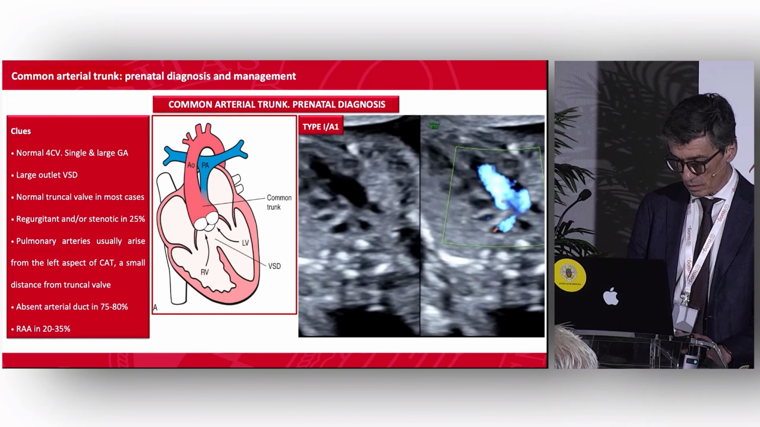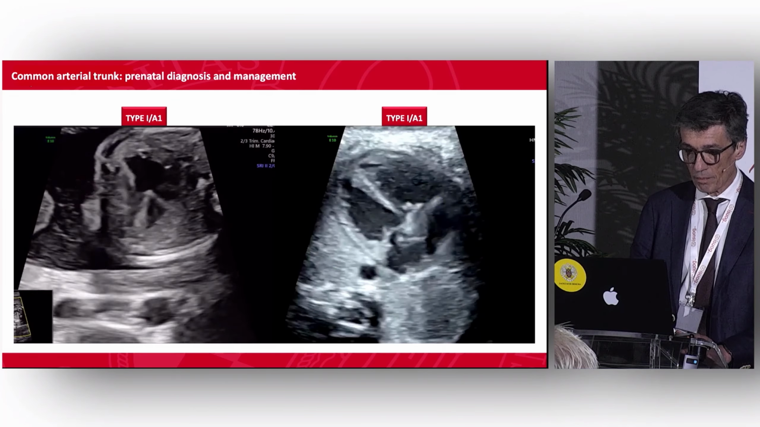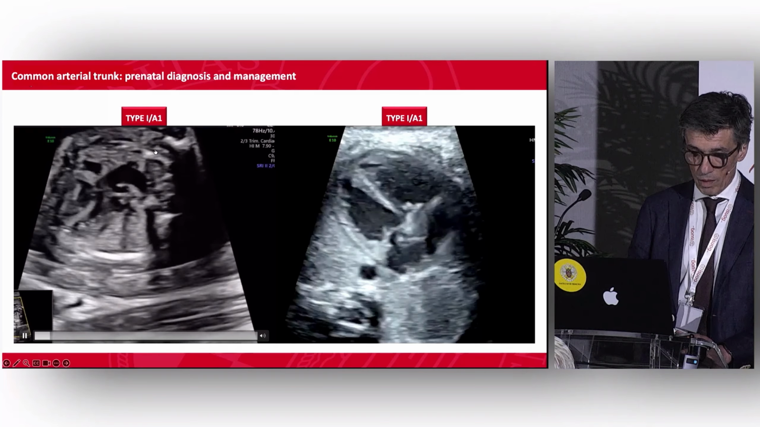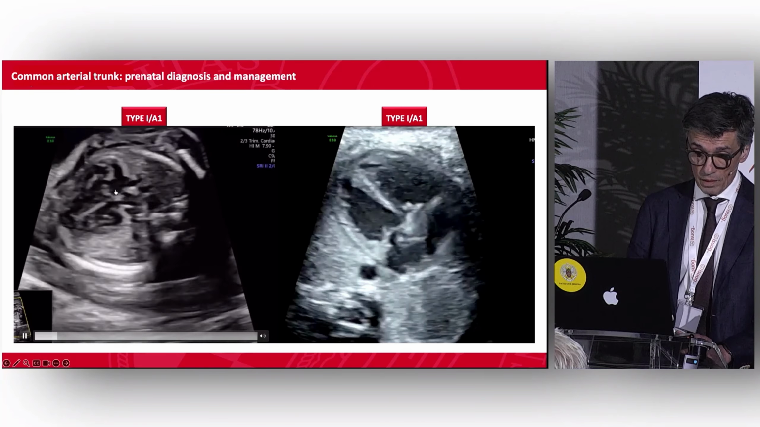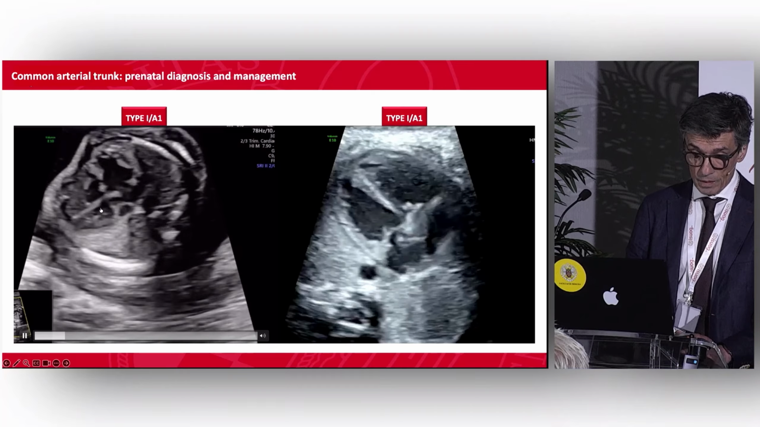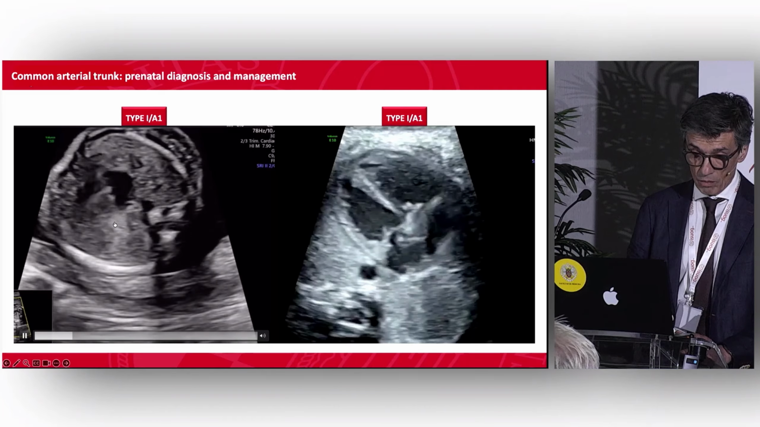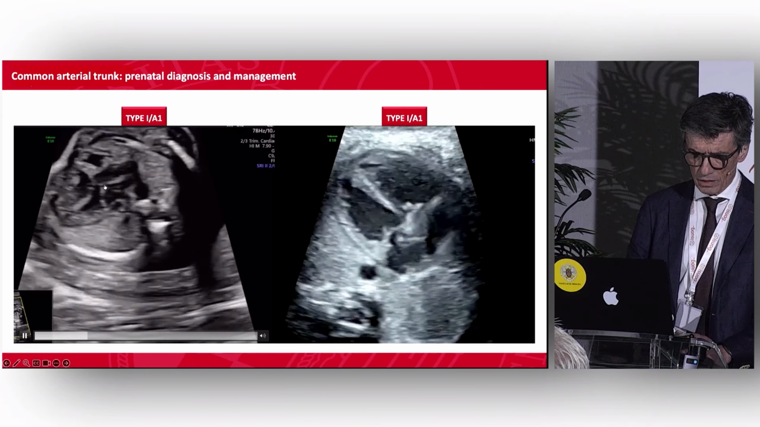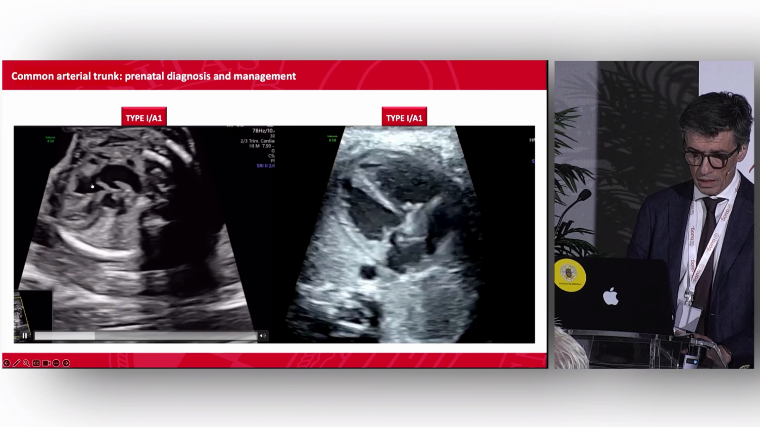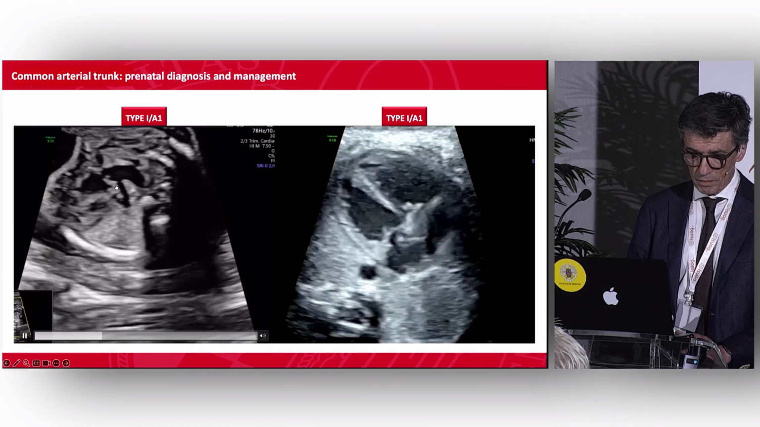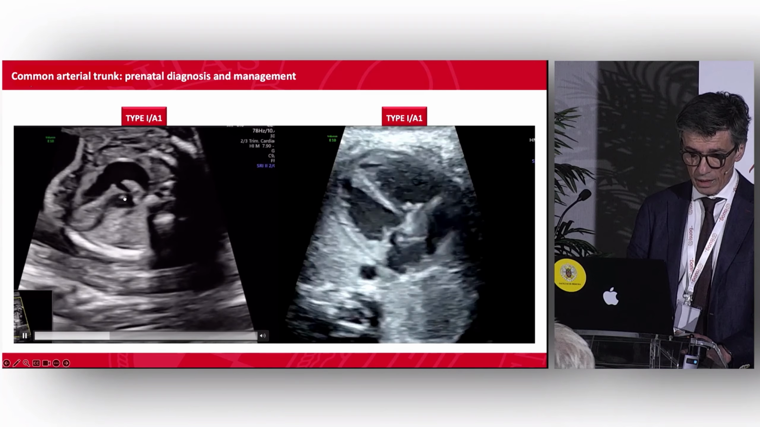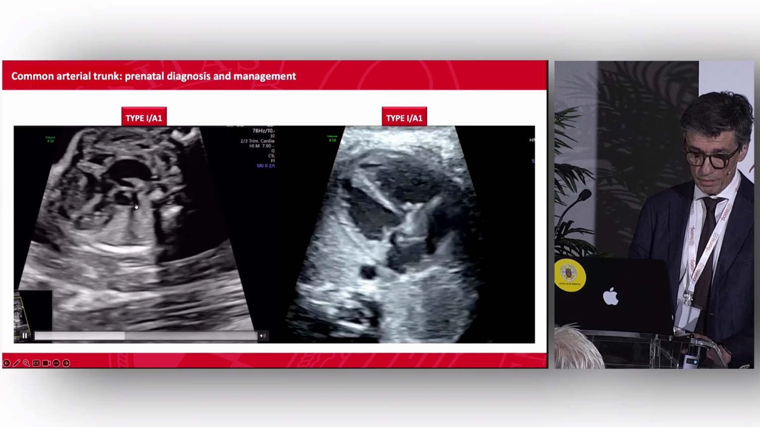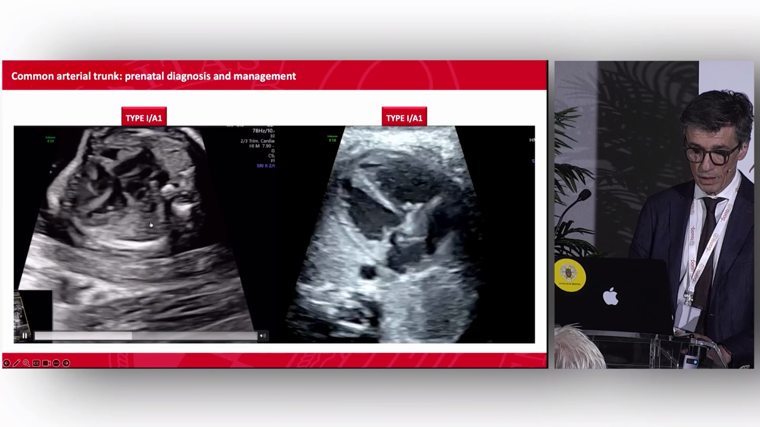So this is very important to take into account. Here is another example of type 1 or A1. This is the common arterial trunk overriding the septal defect. There is a large single vessel, and here is the pulmonary artery, and here are the right branch and the left branch.